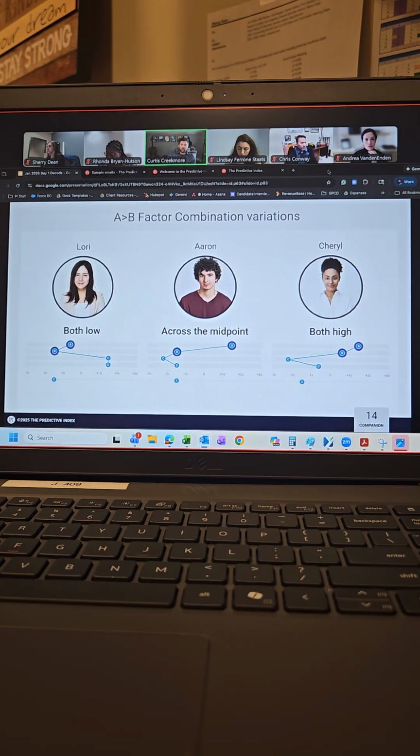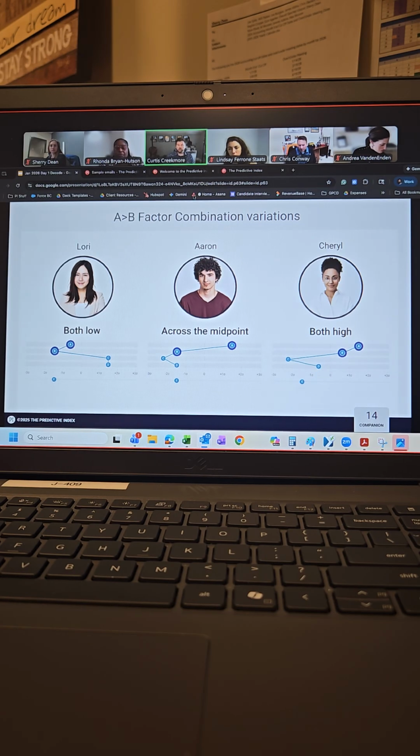Okay. The other really fun thing is even more nuance. Where the factors are also tells you about that person. So there are 3 different variations for each factor combination. Sometimes you have something that is both low, when both of the factors are on the low side of the midpoint. Sometimes you have both on the high side, and sometimes they go across the midpoint.